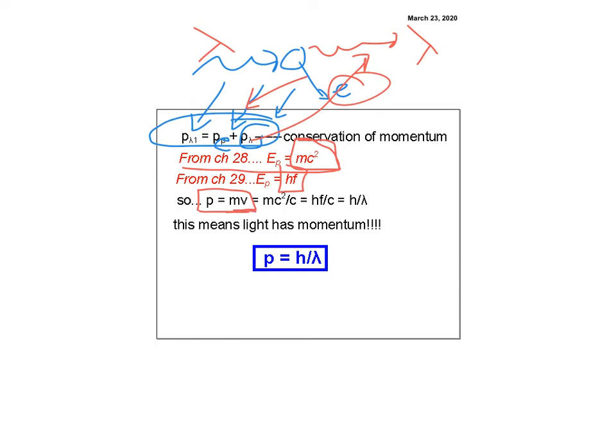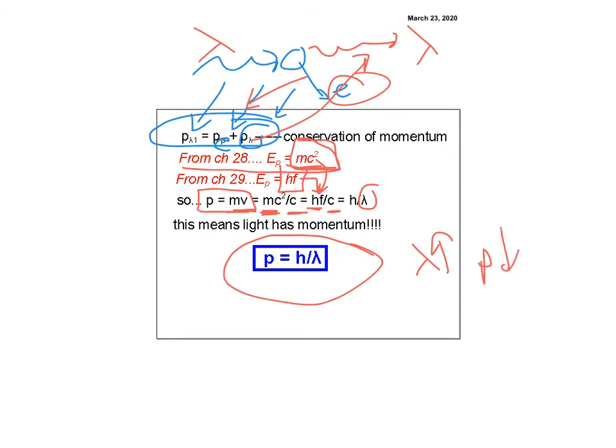So I could write mv, because it's moving, remember, it has to be moving close to the speed of light, as mc squared over c, right, because that's mc. And that would mean that it is equal to hf over c, right? Because the energy is mc squared, so that's hf, and then still divided by c. But f over c is one over lambda. And so now we can see that light has momentum, and it's going to be equal to h over lambda. So again, as lambda goes up, p goes down, which makes sense, just like energy. It's the same equation we had here, right?